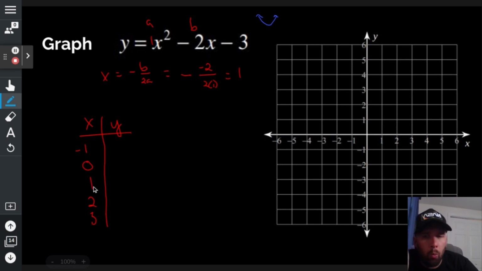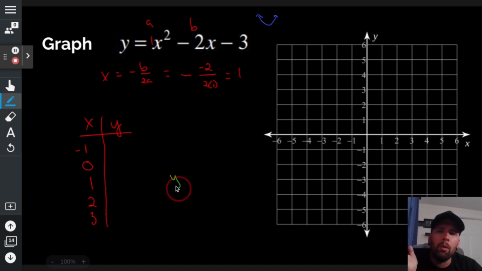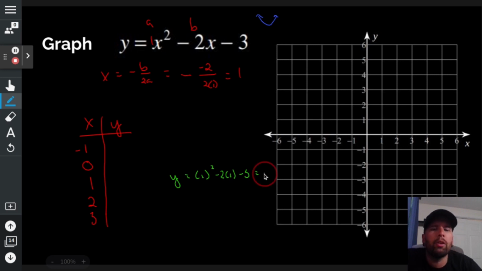So knowing that 1 is my middle, let's plug it in. The numbers aren't that bad. So I'll show you how to do it once, but everything from here on out is just going to be mental math. All right, so if I'm plugging in 1, y is going to equal 1 squared minus 2 times 1 minus 3. 1 squared is 1. -2 times 1 is -2, so 1 minus 2 is -1. -1 minus 3 is -4, so the y value is -4, and that gets me the point 1, -4.